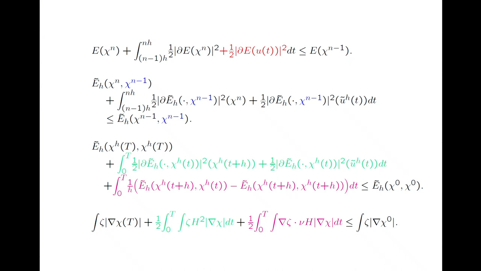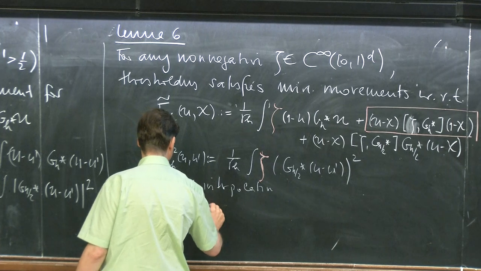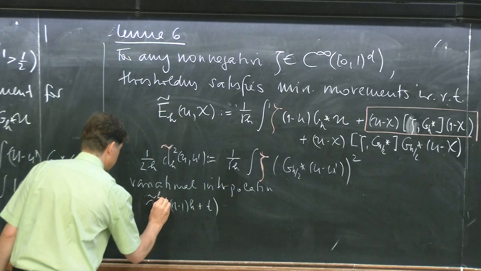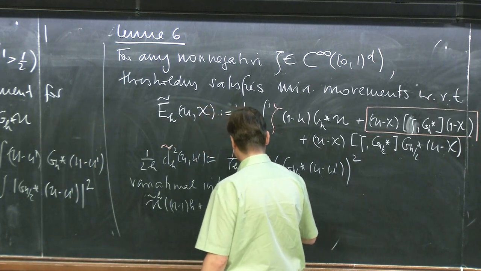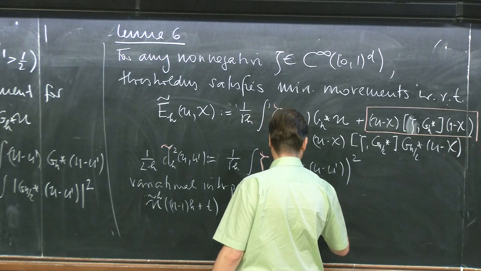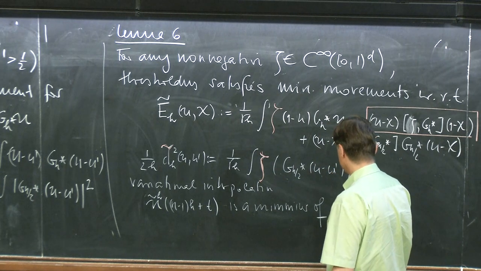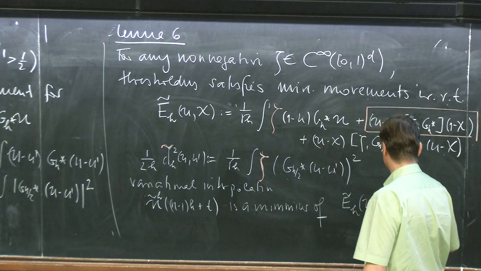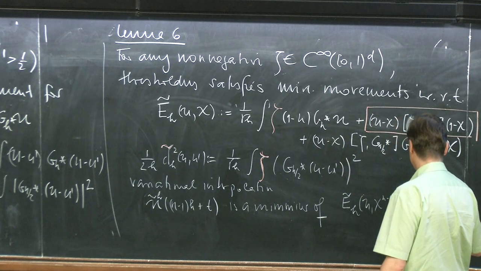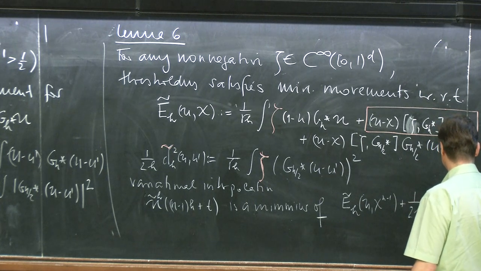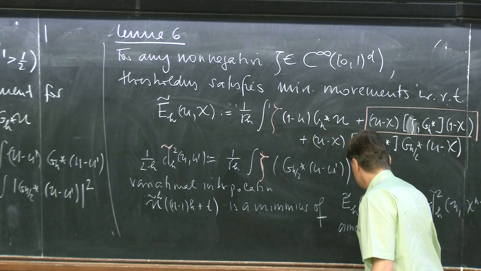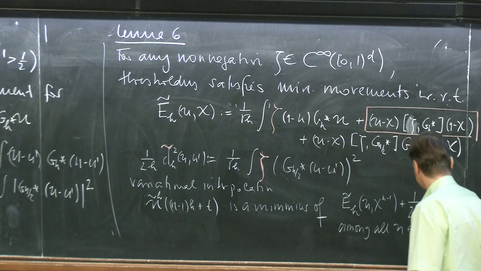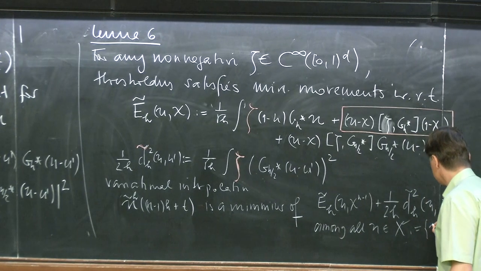So u of n minus 1 times h plus t, with a twiddle and an h superscript, is a minimizer of exactly what belongs to this structure. So e tilde h of u, chi n minus 1, plus 1 over 2 h d tilde square h of u, chi n minus 1, among all u in x, and remember x was the space of non-necessarily characteristic functions.